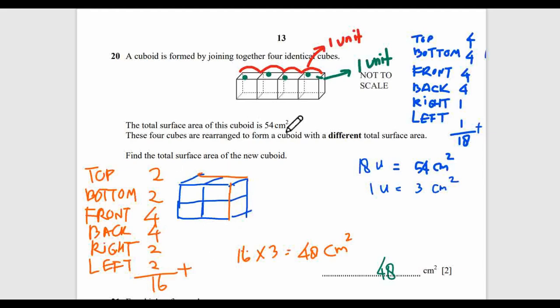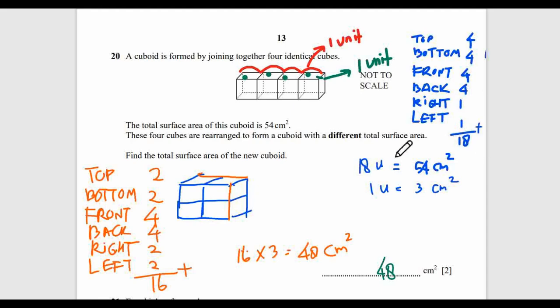And we need to know how much the value of 1 unit square is. So we take it from the first picture. The top is 1 2 3 4 square units, so it's the same with the bottom, 1 2 3 4. The front will be 1 2 3 4. The back side is the same, 1 2 3 and 4, and the right is 1, and the left is 1. So in total we have 4, 4, 4, 4 plus 1 plus 1. It's altogether 18 square units.